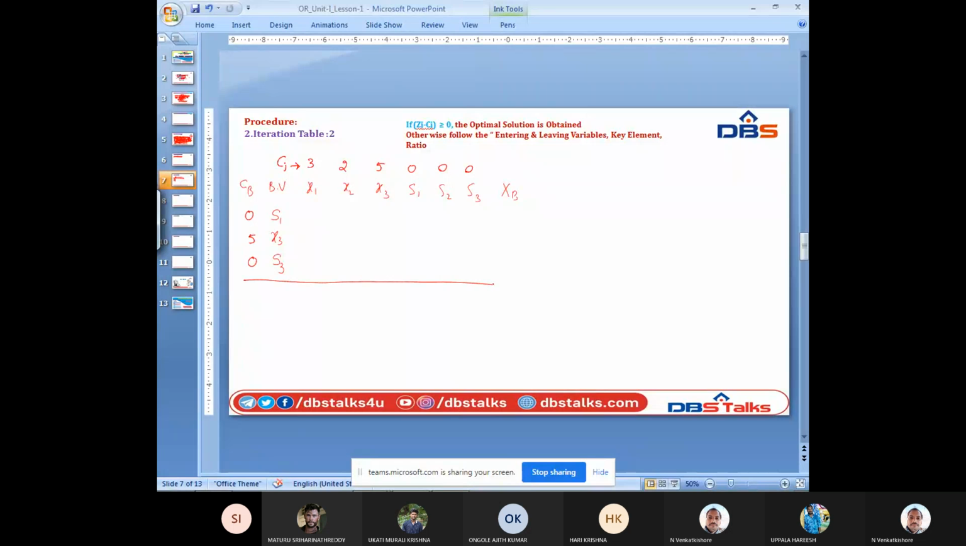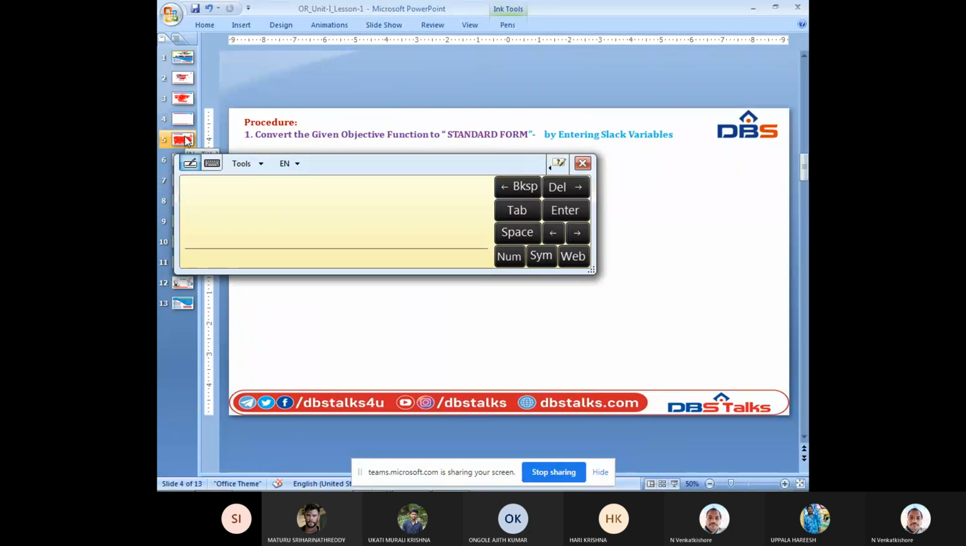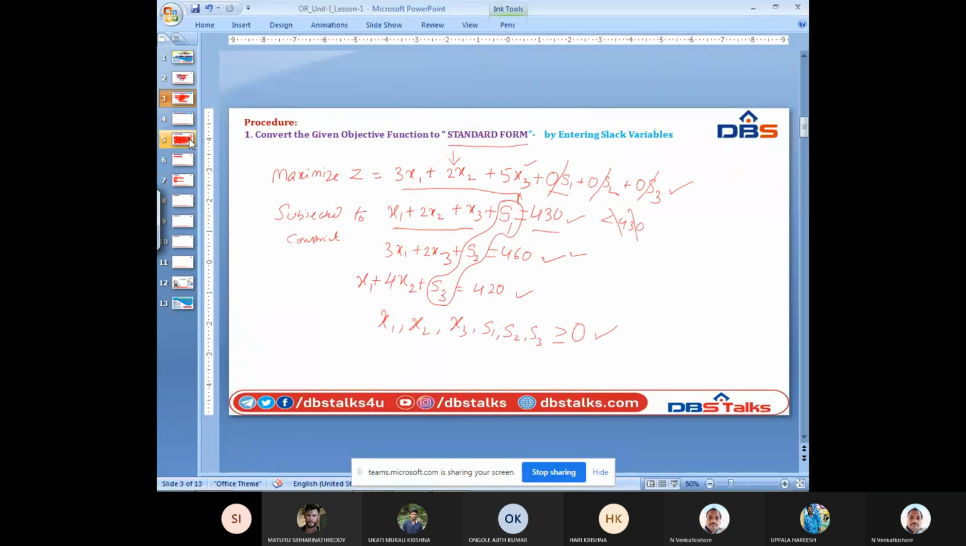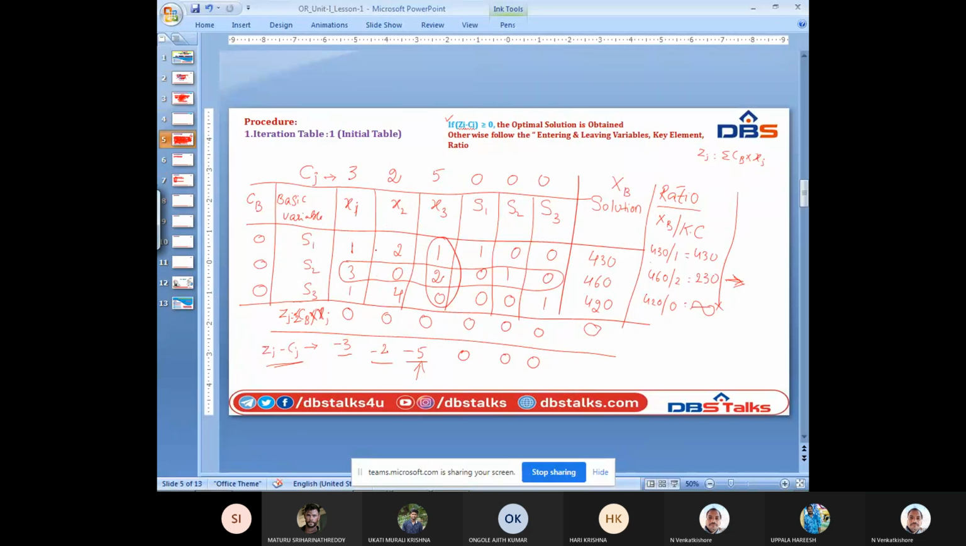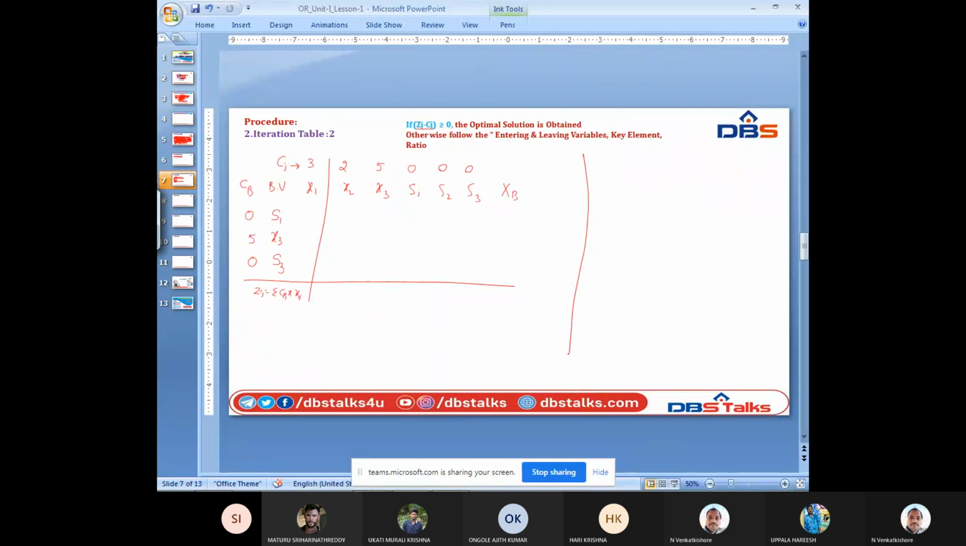After that, next, Zj equals sigma of Cb into X. So here, what are the values of the new table? That is, for X1, there is a simple technique we will follow here, which is very easy for identifying the table. Firstly, we have to follow the condition: whichever new element entered the table, S2 already left, and X3 was entered. So for the new X3, this is a formula we have to remember.